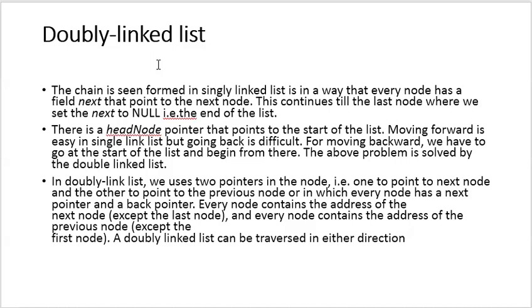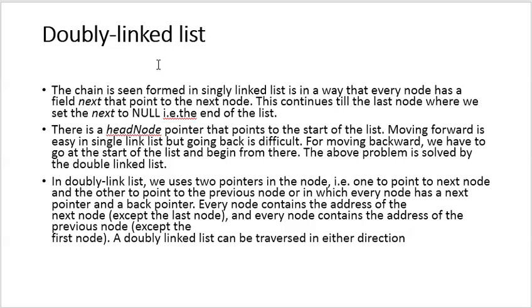Moving forward is easy in a singly linked list, but going back is difficult, because if we have node 2, it has no idea of what is at node 1. So moving forward is easy, but going back is difficult. For moving backward, we have to go to the start of the list and begin from there.